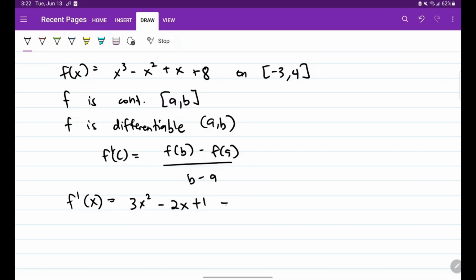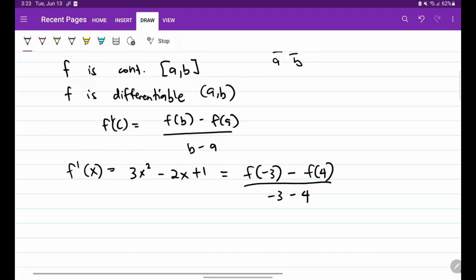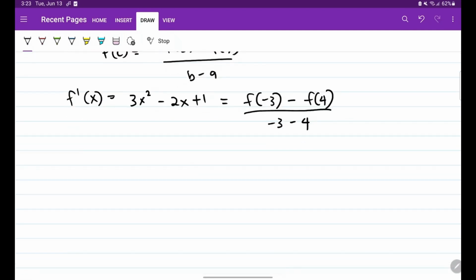Okay? Then equal daw to, sa f of a natin is negative 3. So this is a and this is b. So f of negative 3 minus f of 4 all over negative 3 minus 4. Okay? So ngayon, kailangan natin ma-evaluate kung ano ba yung value ng f of negative 3 and f of 4. So we just plug in the values negative 3 and 4 sa ating function f of x.